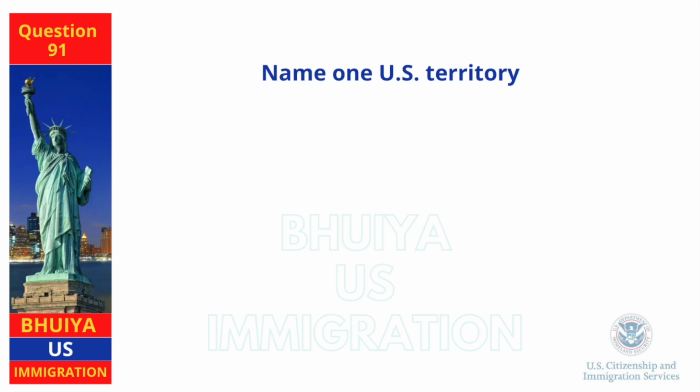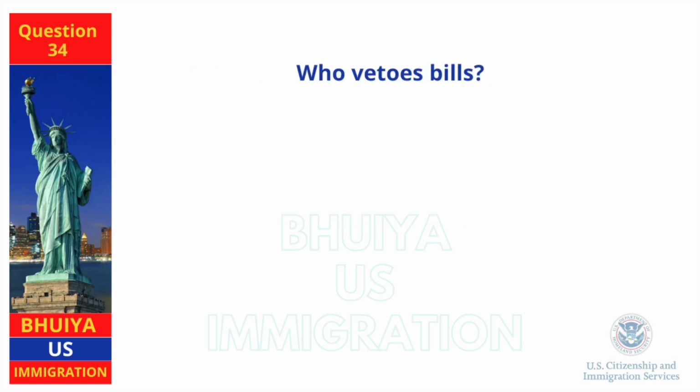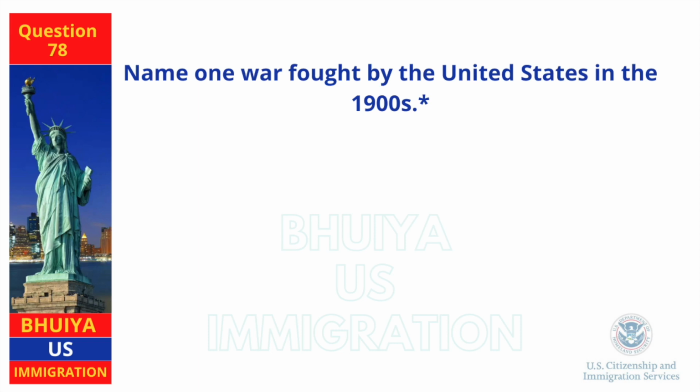Name one US territory. Guam. What does the Constitution do? Sets up the government. Who vetoes bills? The President. Name one war fought by the United States in the 1900s. World War I.